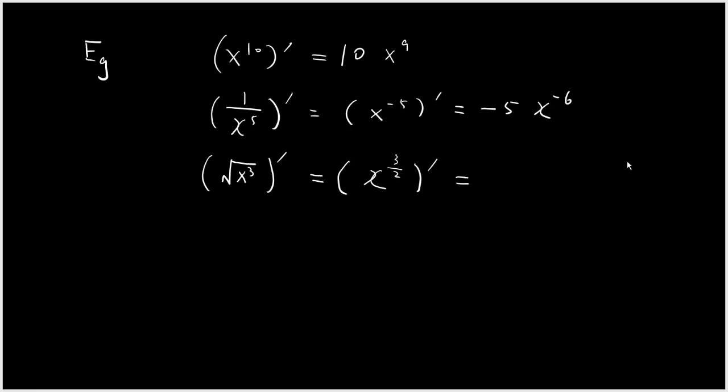You have n. The derivative of x to the power of n is equal to n times x to the power of n minus 1. 3 over 2 minus 1. I think it's 1/2, isn't that right? 3 over 2 minus 1 is 1/2. That's how we use the power rule to differentiate the square root of x cubed.